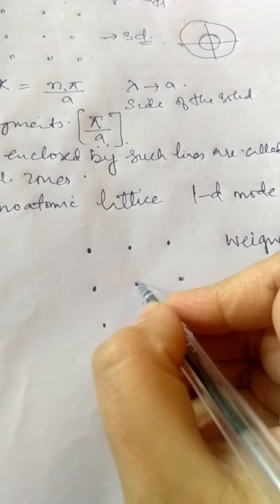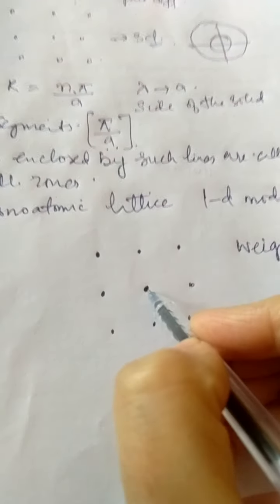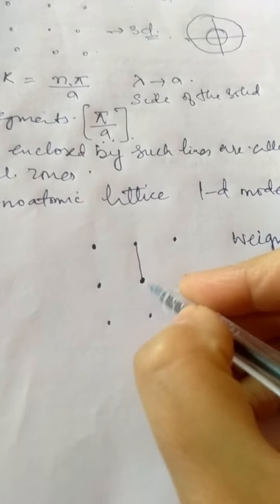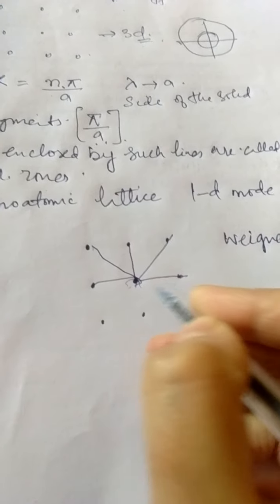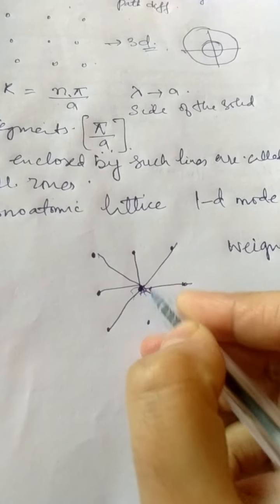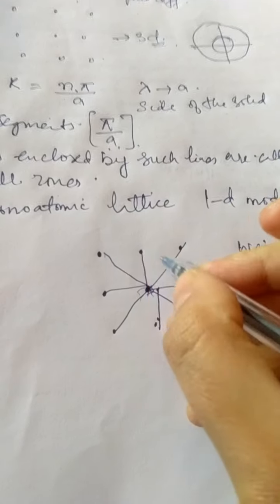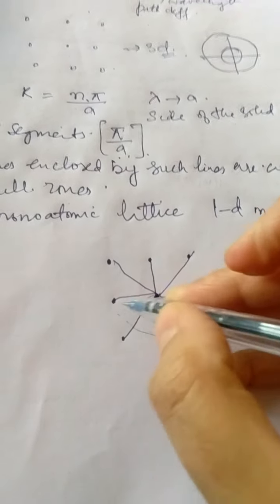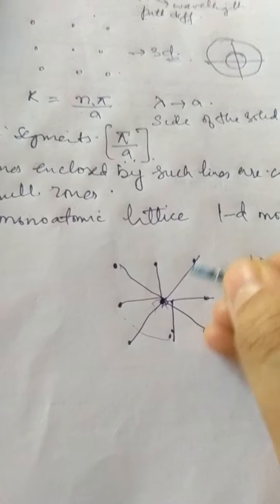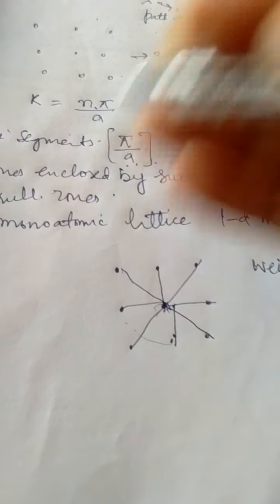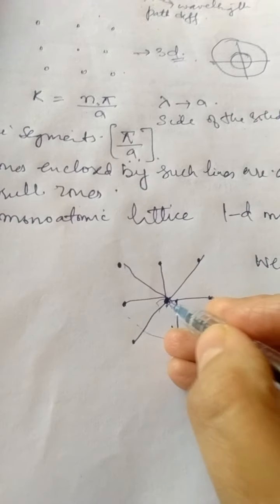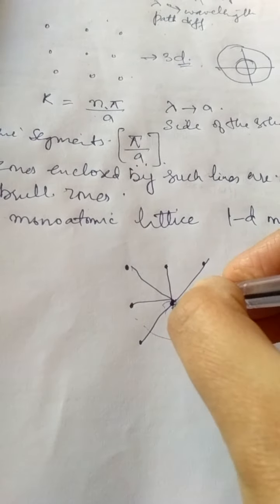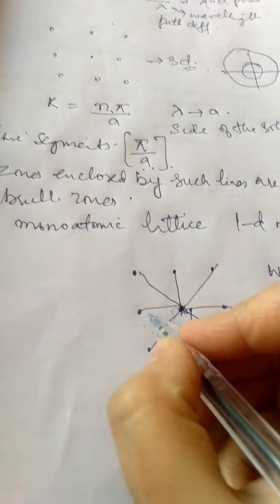If you choose randomly any point at the center and we connect it to all the points that it can find in its vicinity, for example this point, then the idea is we need to find a region in space in which all the neighboring points are closer to the given point than to any other point. A region in space in which all the neighboring atoms are found closer to the chosen point than to any other point. So what do we do for that? We draw perpendicular bisectors to all such lines.